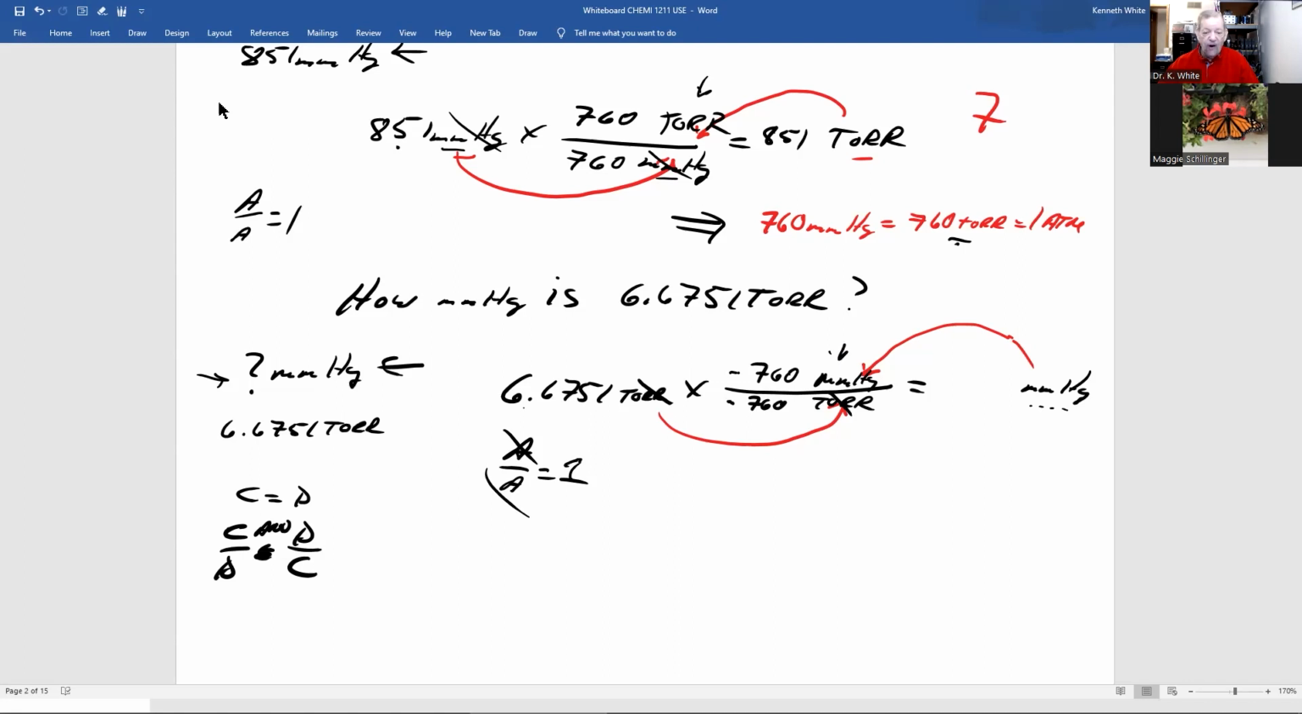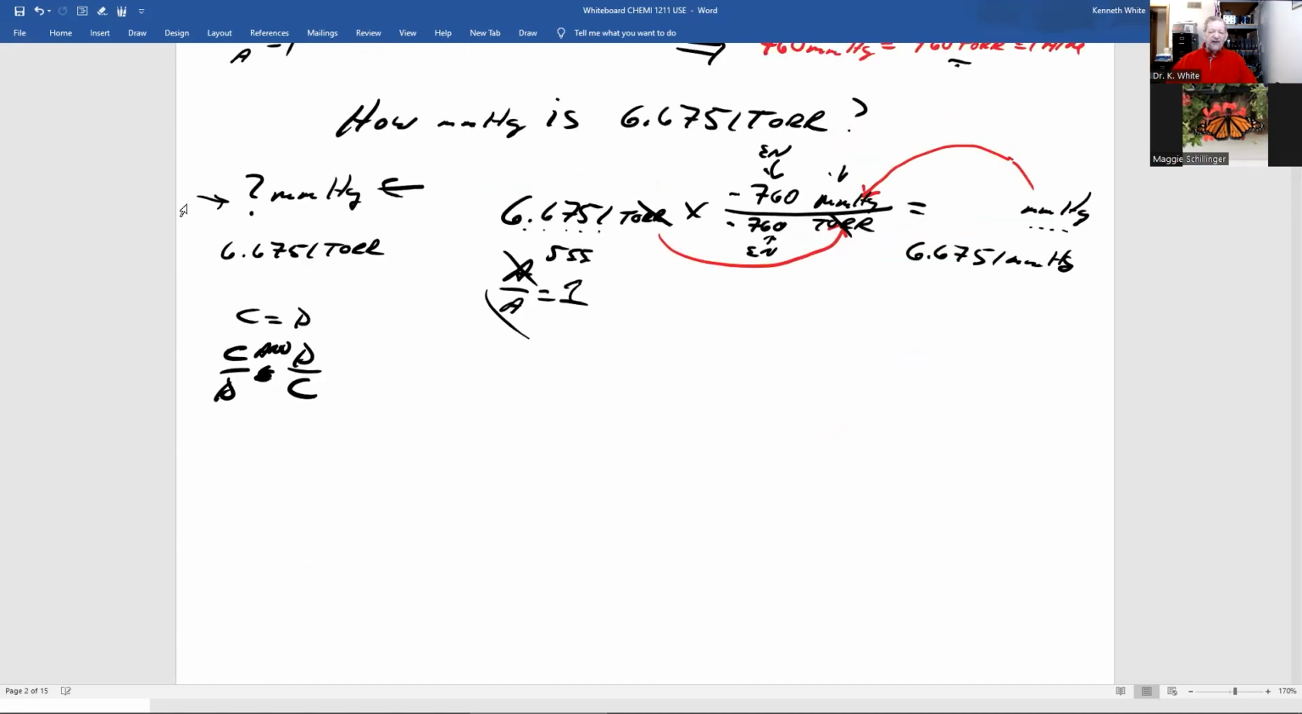Now, this is 1, 2, 3, 4, 5 significant figures. These are exact numbers. And my answer is this, 5 significant figures.